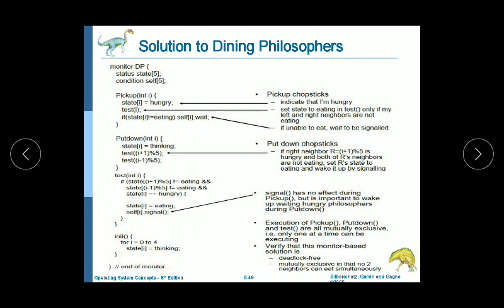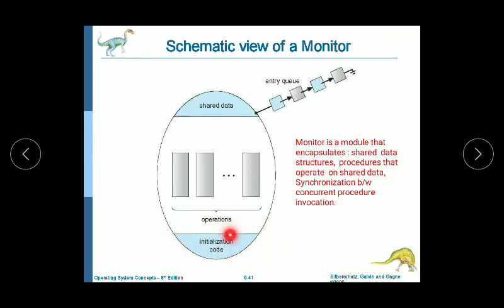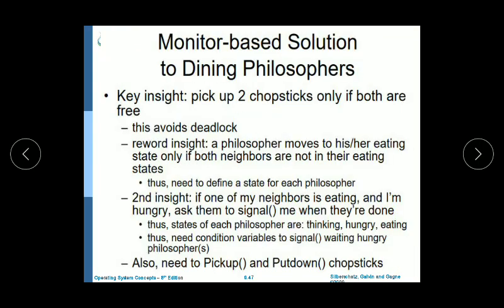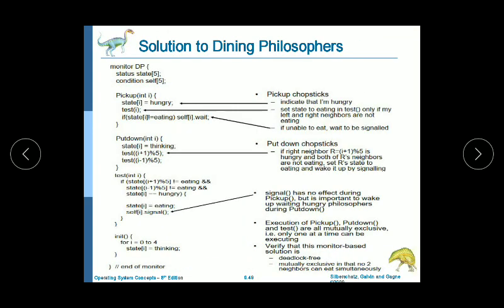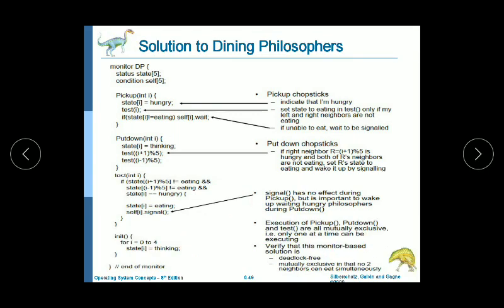This is the initialization code. Initialization code means code that initializes the variables in the beginning. For i equal to 0 to 4, the state is initially set to thinking. The thinking state can be changed to hungry or eating. So this is the solution to the dining philosopher problem using a monitor.